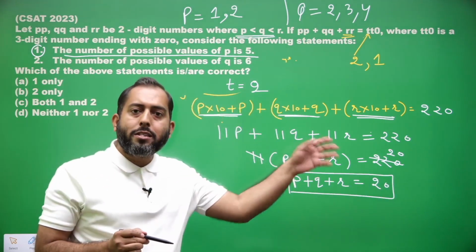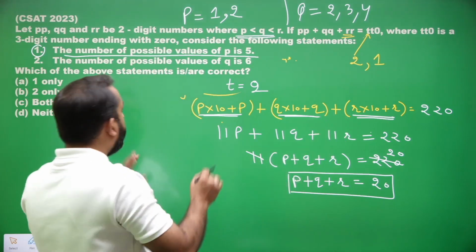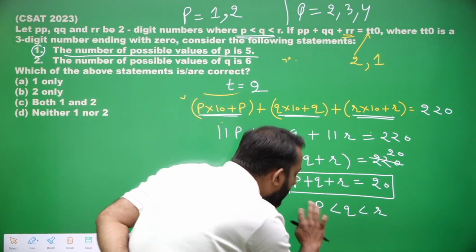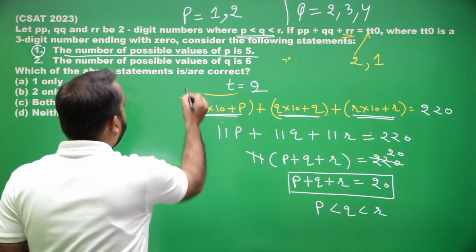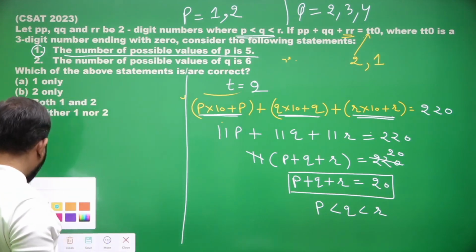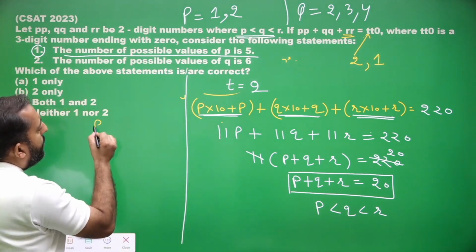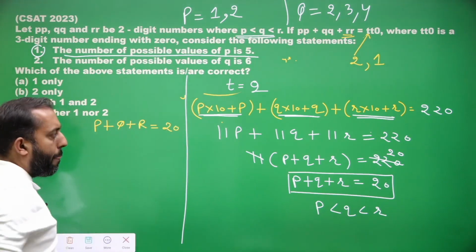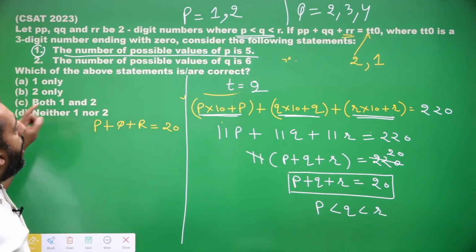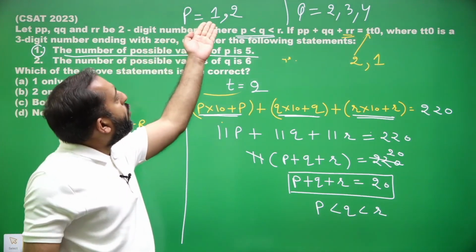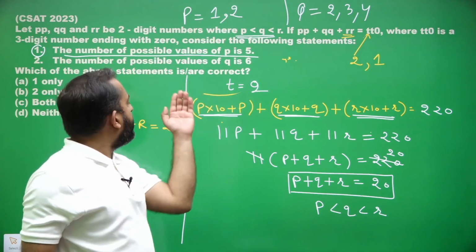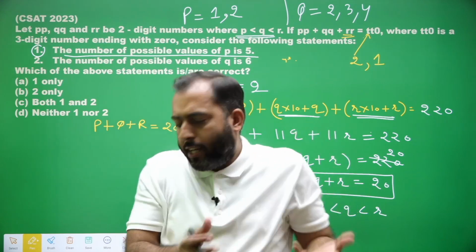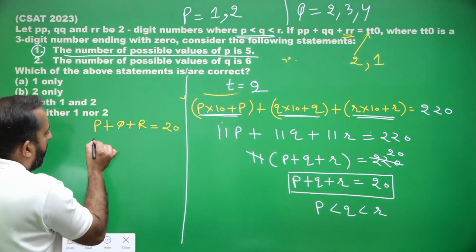Now, I got one more condition. P plus Q plus R can be 20, and at the same time, P should be less than Q, which should be less than R. Now, let's check it out. I want P plus Q plus R to be 20. I know P can take 1 as a value, P can take 2 as a value. So let's think about what other values P can take. Let's go for 3.